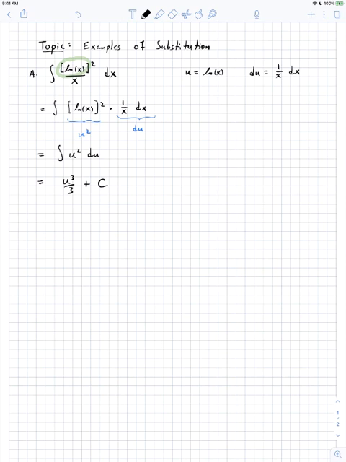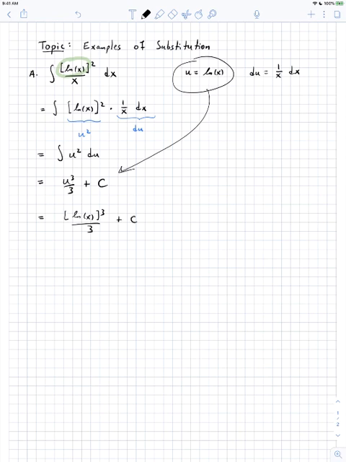And of course, always at this point, you need to remember to plug back in your u equals some function of x, namely, in this case, ln of x. So that goes back into our u, and so we end up with the natural logarithm of x quantity cubed divided by 3 plus c.